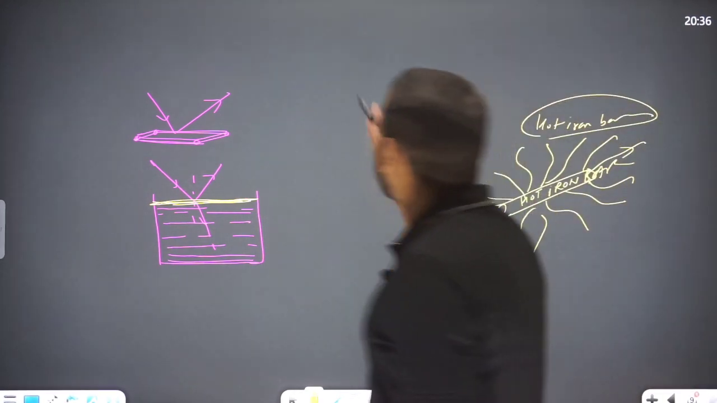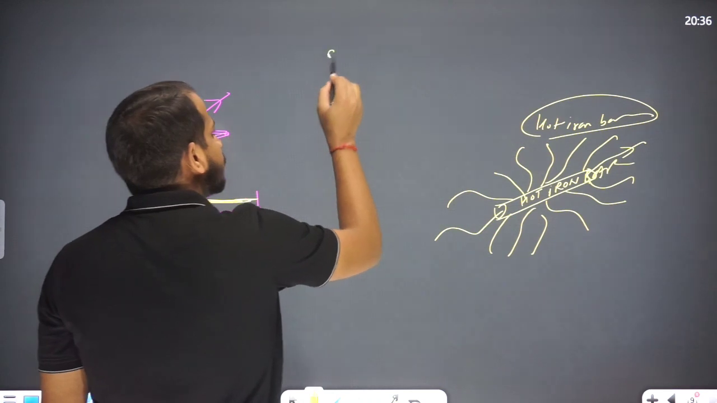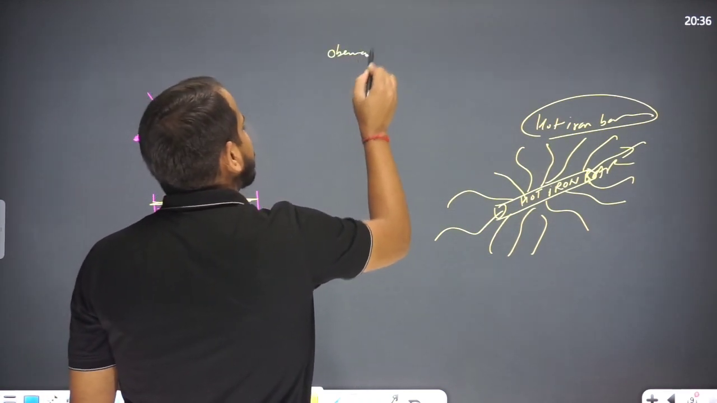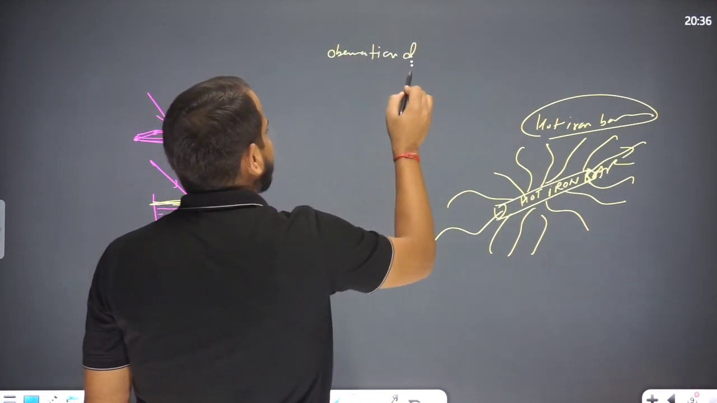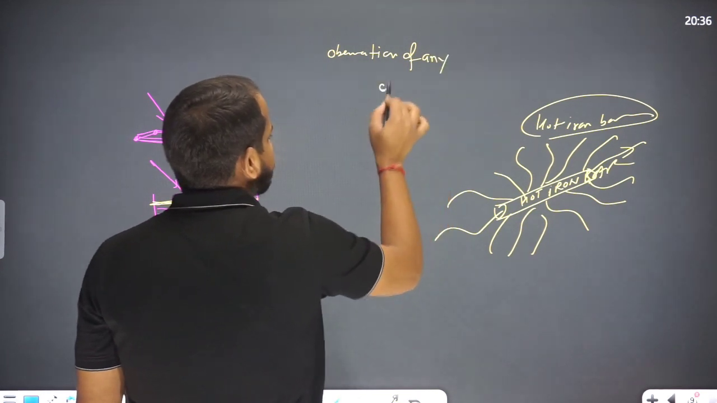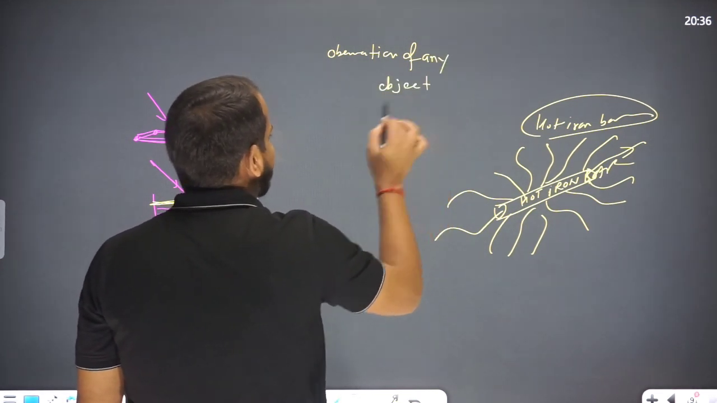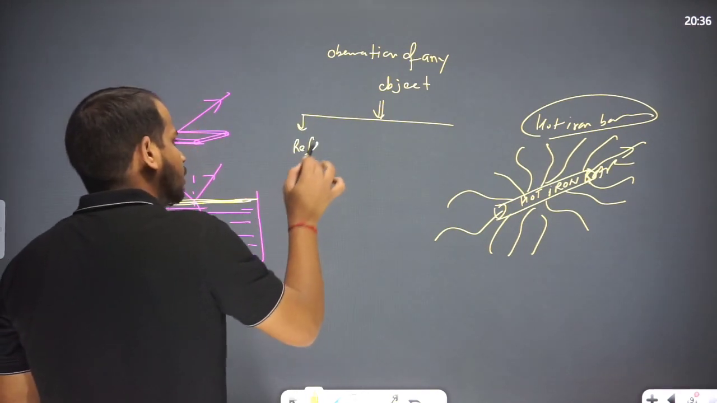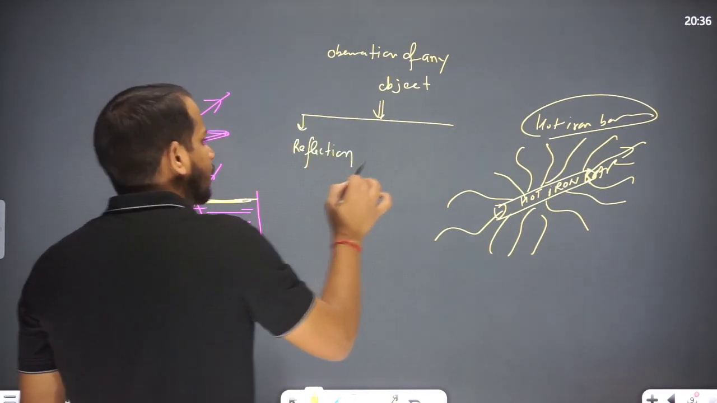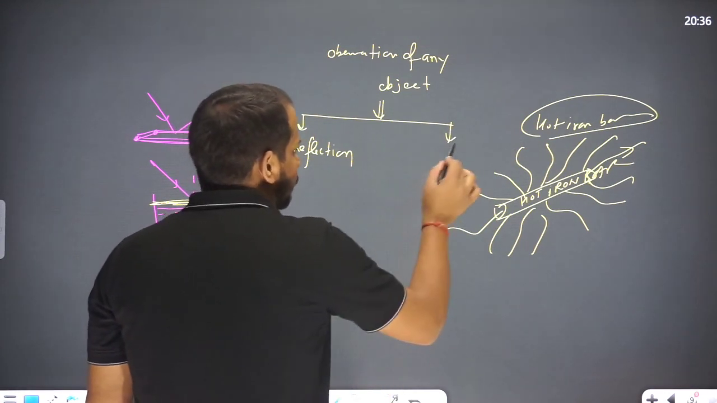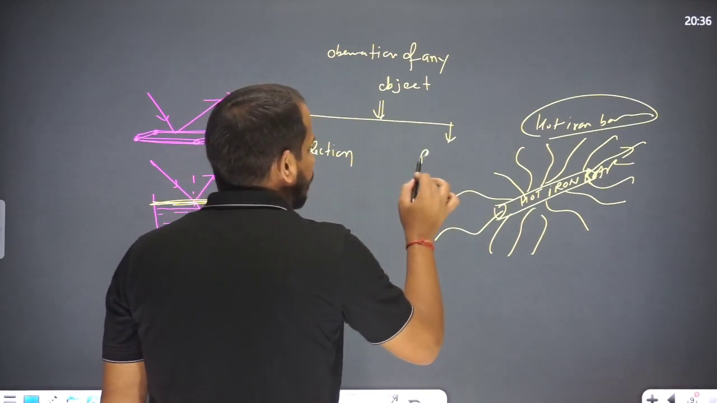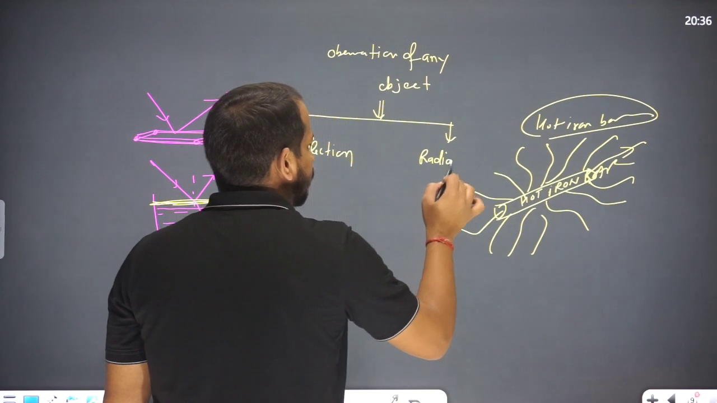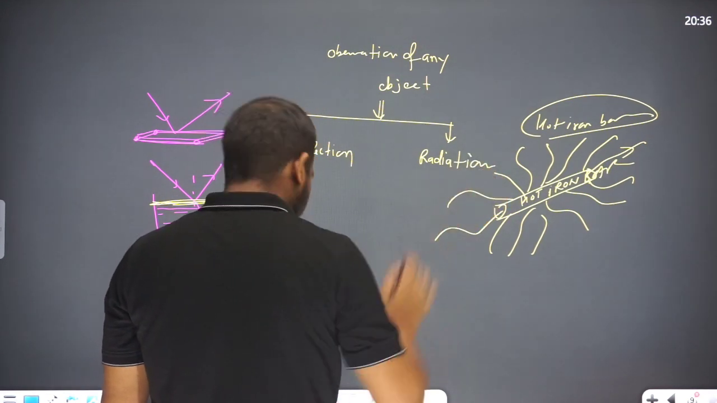So for observation of any object, we have two things. What are these? The first one is reflection. And what is the next one? The next one is radiation.